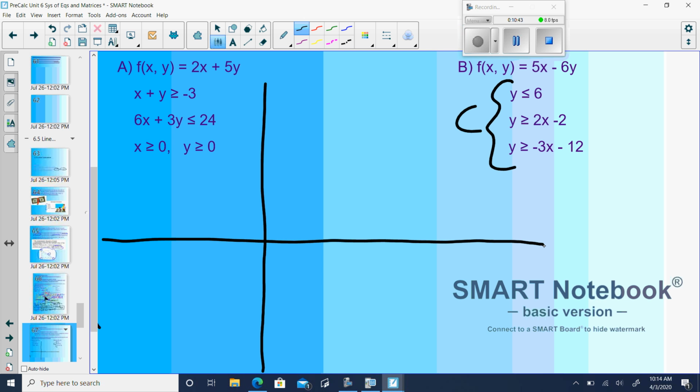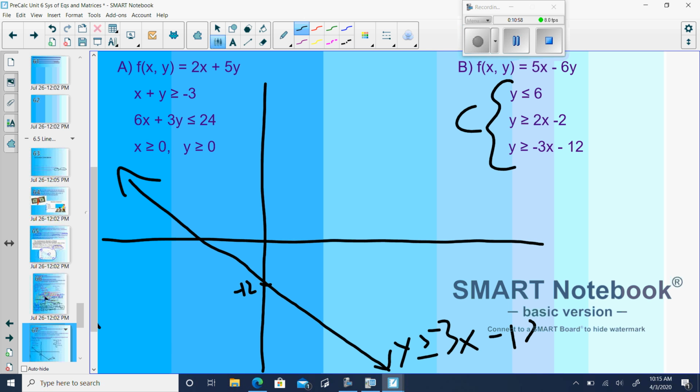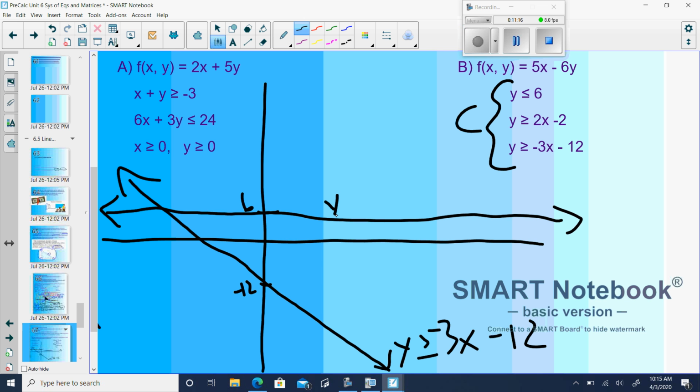So I'm just going to come over here. All right, so negative 3x minus 12. Once we come down here to negative 12 and negative 3x, we have a sort of steep slope right there. So that's y is greater than or equal to negative 3x minus 12. Y is less than or equal to 6. So we just have a horizontal line extending out to infinity and negative infinity from 6. So right there, that's the line y equals 6, right? So we go toward infinity along the x-axis, toward negative infinity right there, and that shows us that y is less than or equal to 6.